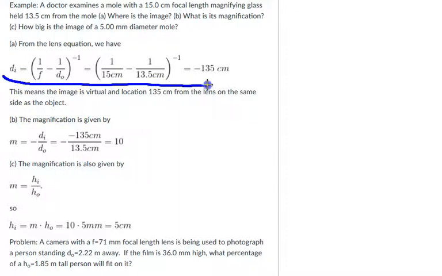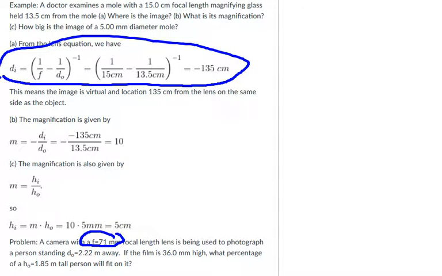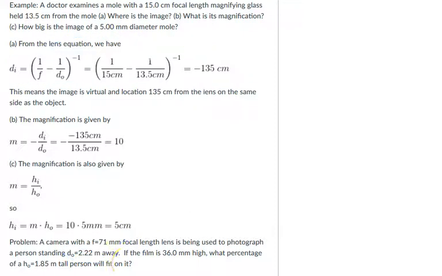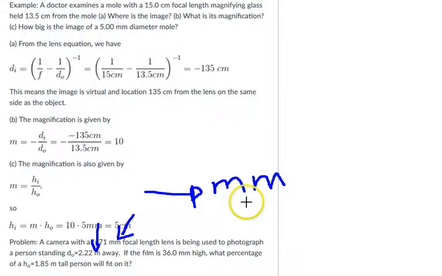We have our equation up here for the distance to the image, and down here the focal length and the distance to the object. Things to note: the focal length is in millimeters, and the distance to the object is in meters. So one of the things you have to do is convert everything over to meters, or you can convert everything to millimeters. It doesn't matter which, as long as you know what you're doing.